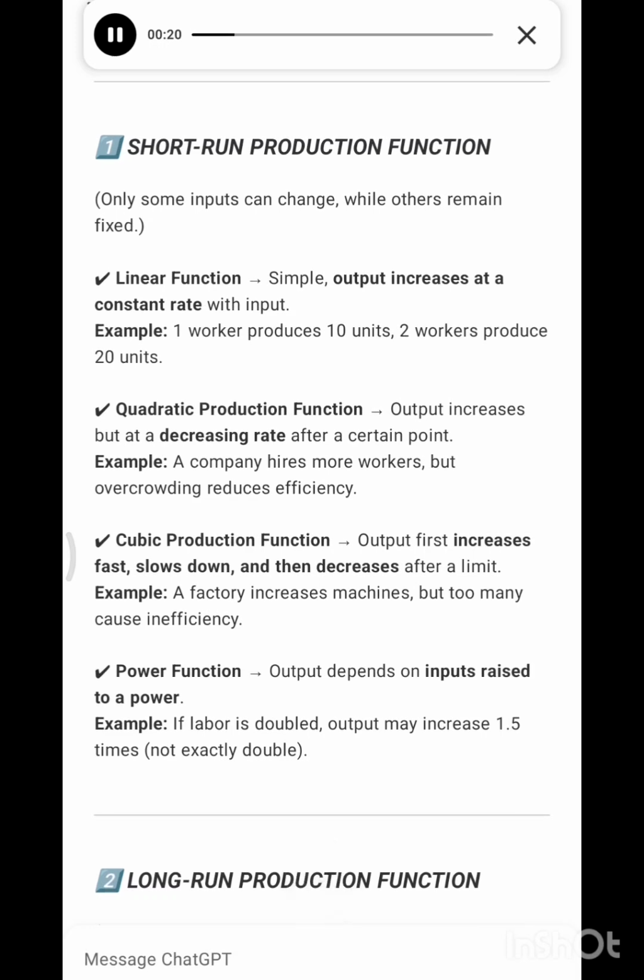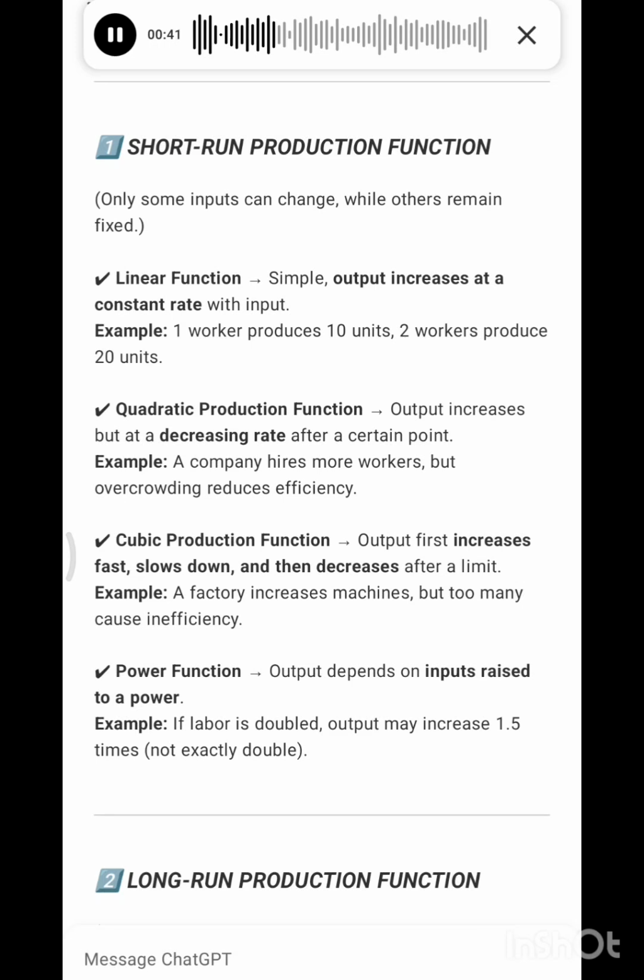Linear function. Simple, output increases at a constant rate with input. Example, one worker produces 10 units, 2 workers produce 20 units. Quadratic production function. Output increases, but at a decreasing rate after a certain point. Example, a company hires more workers, but overcrowding reduces efficiency.